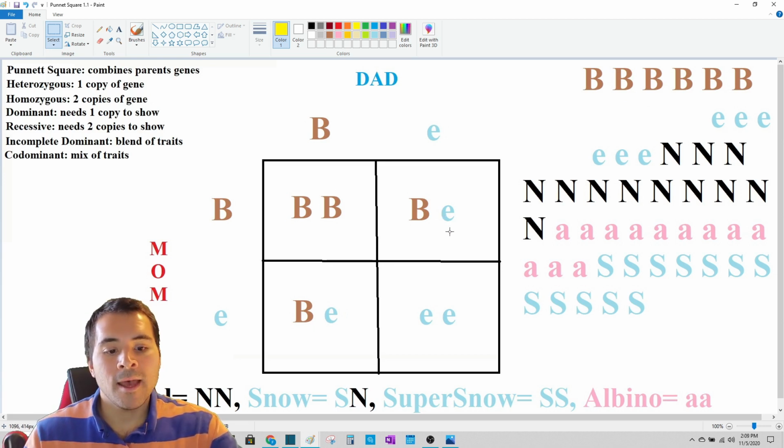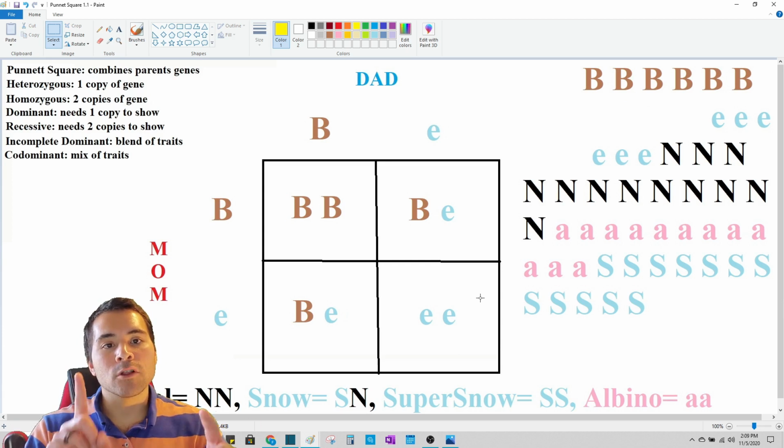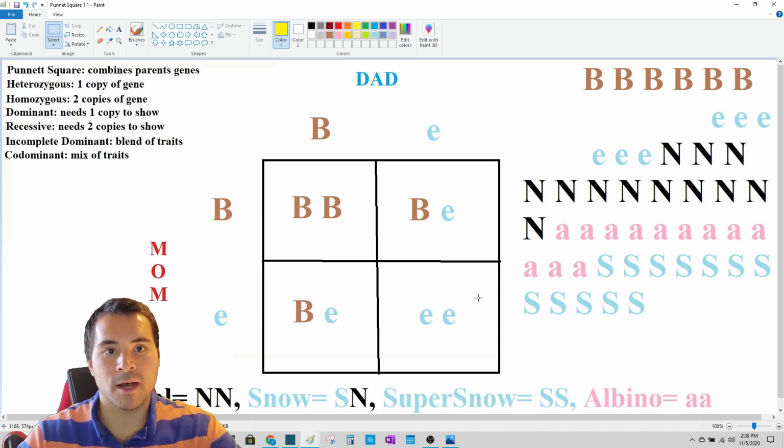And then what is this last box? Also 1 out of 4. 25% of my parents' children will have lowercase e, and will have blue eyes.